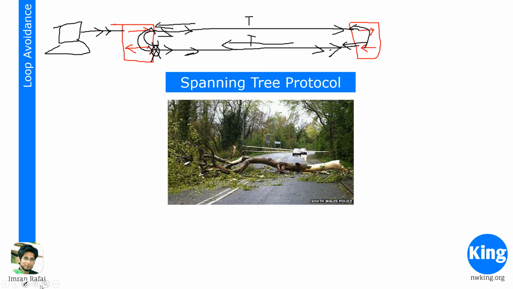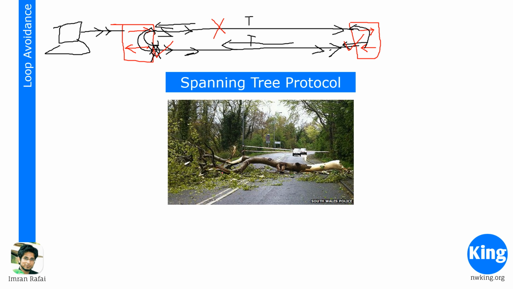Now what happens if for some unforeseen reason this cable gets disconnected? Immediately STP will know that this link has stopped working. It will enable this port, and this port will start working, and this will become the active link. This is spanning tree protocol for you in very, very short form. So basically, to summarize, spanning tree protocol is a mechanism to disconnect a backup line.